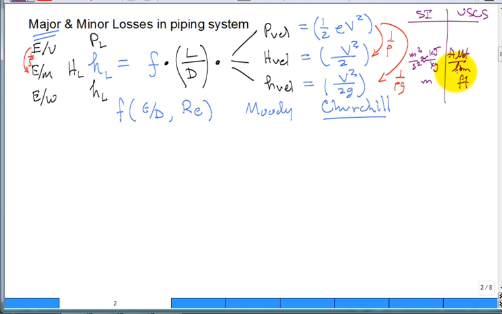Isn't foot-pound force a good unit of mechanical energy in United States Customary System units? Let's leave it at that for the USCS, but you could also do foot squared per second squared, which is similar. It's just like in the SI: meter squared per second squared can be converted to kilojoules per kilogram, and foot squared per second squared can be converted to foot-pound force per pound mass.